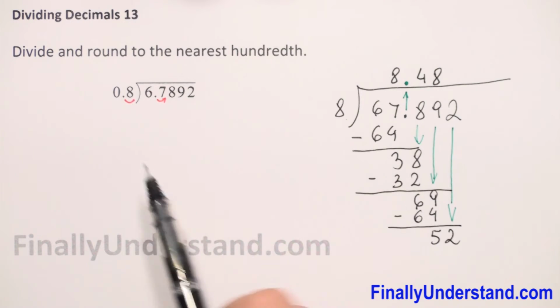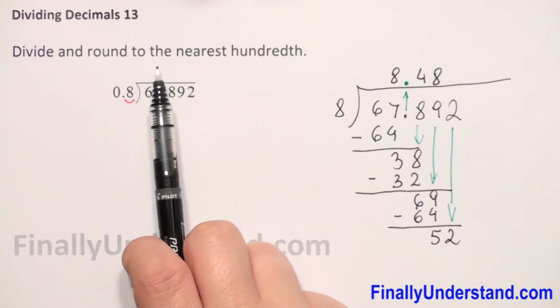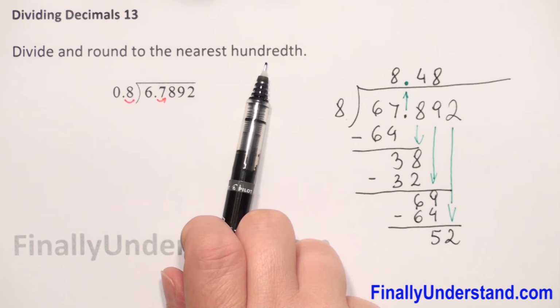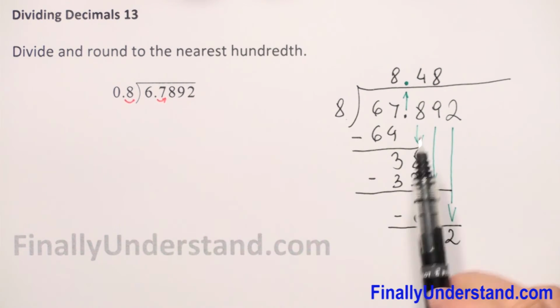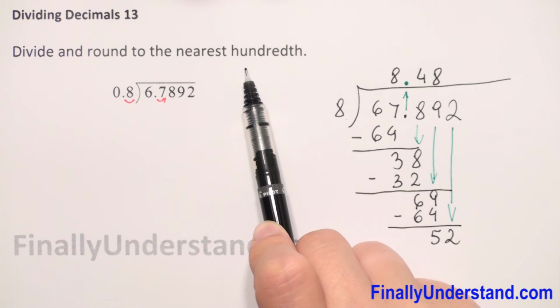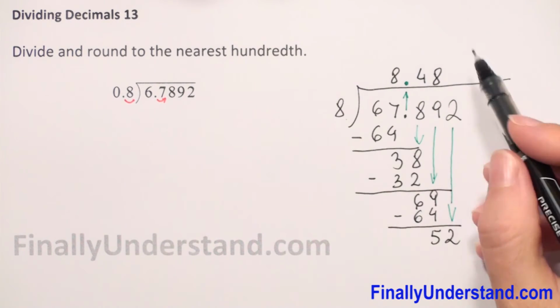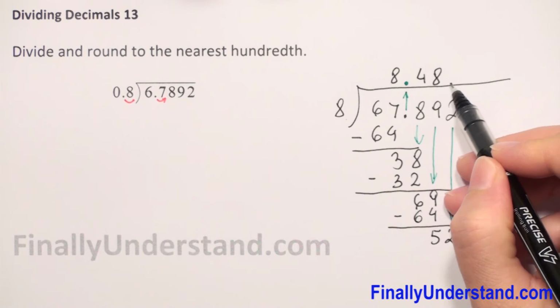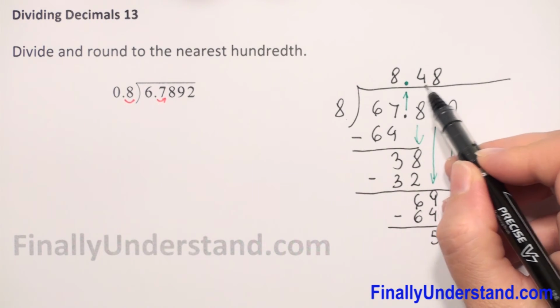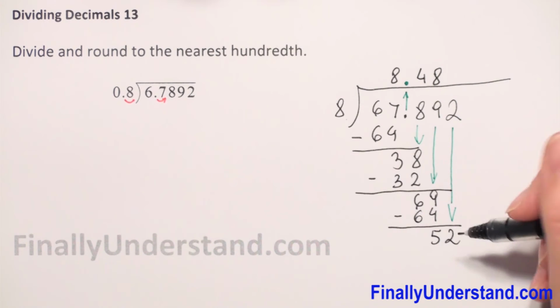And what else? Because we need to round to the nearest hundredth. Hundredth is the second digit after decimal point. And when we need to round to nearest hundredth, we need 1 extra digit. So we need 3 digits after decimal point. Now we have 2 only, so we have to still do long division.